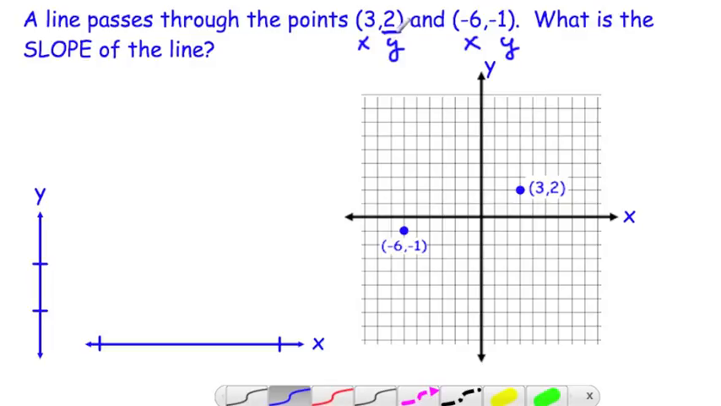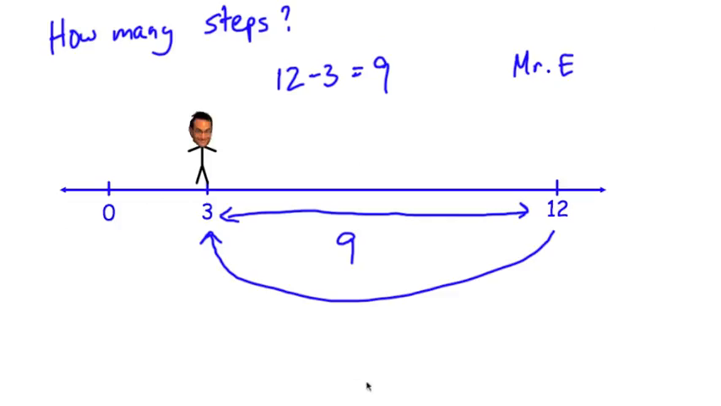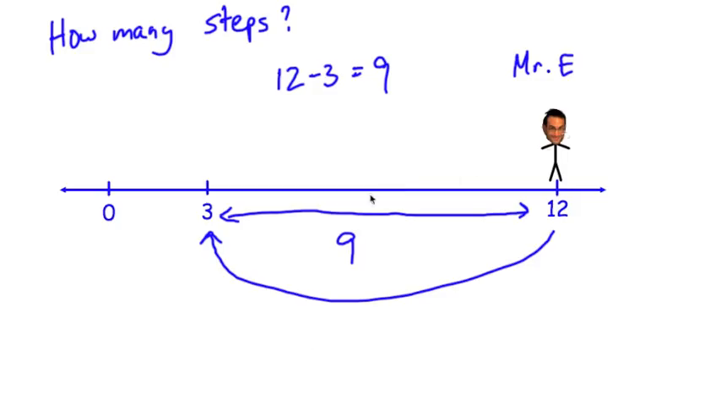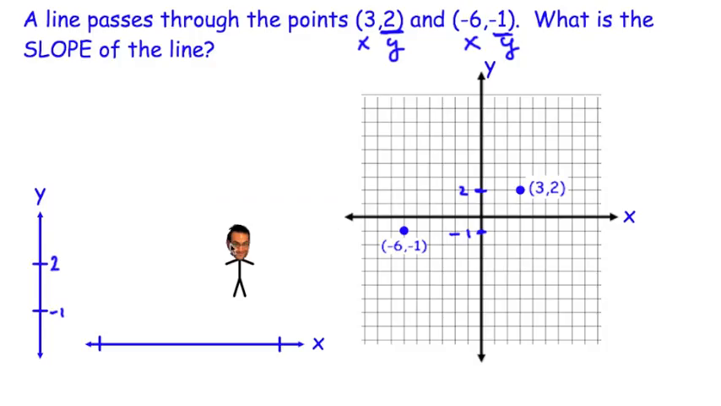Let's take this Y right here, 2, and put it there. And let's take this Y right here, negative 1. And if you'll remember back to Mr. Eckert walking around, instead of actually counting everything, we just subtracted. So, let's take Mr. Eckert over to the other page. So instead of actually counting, let's just subtract.